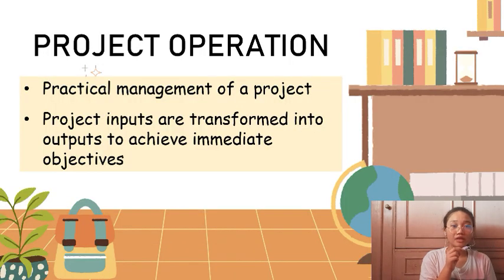And then we have the project operation, in which inputs are transformed into outputs to achieve immediate objectives. For our given example, this is the start of the operation itself, where the raw materials are now work in progress. This work in progress will turn into finished goods after all the processes needed in converting inputs to outputs. After that, the finished goods will be sold to customers at reasonable prices in order to achieve the company's goal, which is to gain profit.